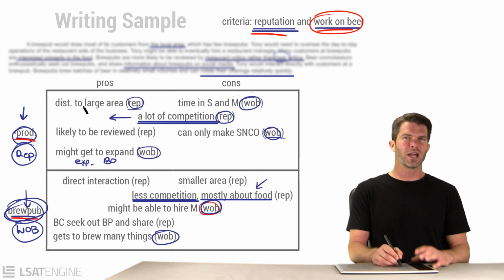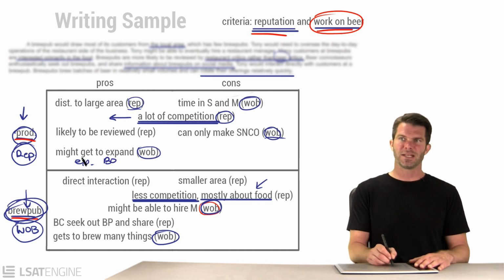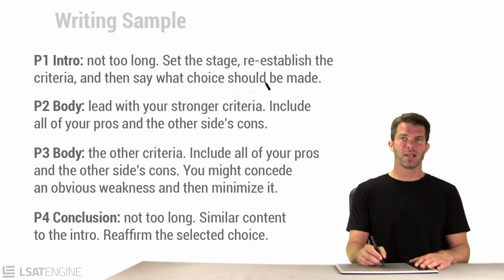And these pros, we might acknowledge one of them in our second body paragraph. We might acknowledge the larger distribution area, but then explain it away by saying, yeah, the production facility has a larger distribution area, but there's also a lot of competition up there, and there's no guarantee that he's going to get a lot of attention. He might get to expand, but he also might not, right? We're going to spin that in a negative way because we're arguing for this side. And so that's it. That's how you write the writing sample.